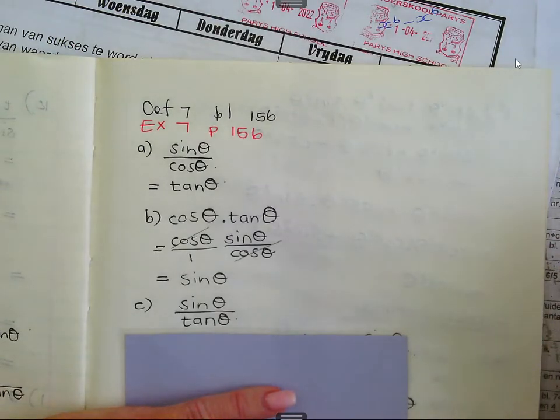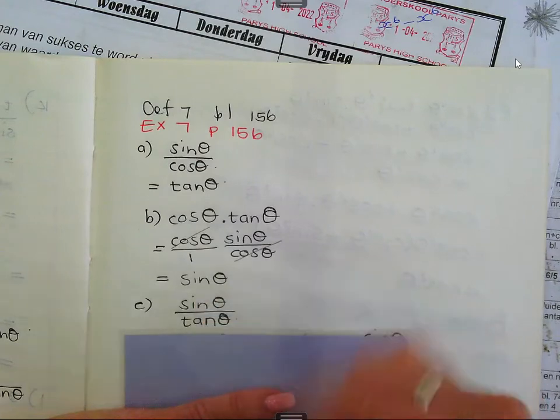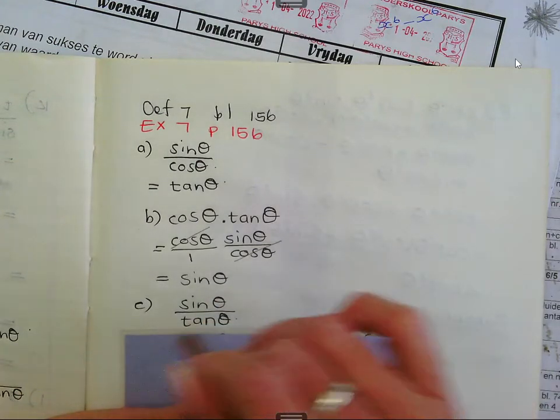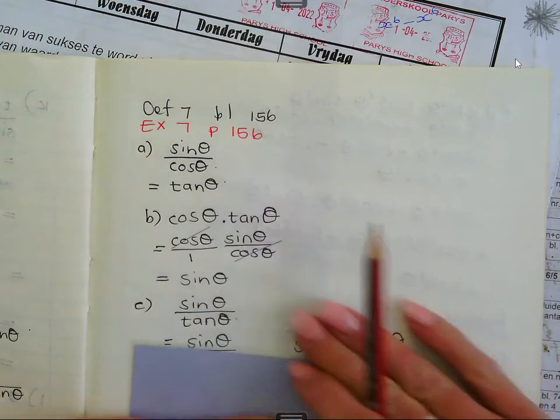Sin theta over tan theta. Who has a plan? Tipisu? Okay, there's only one thing I can do, ne? You see, algebraically nothing. But trigonometric, I can change the tan to sin over cos. And then it looks like this.